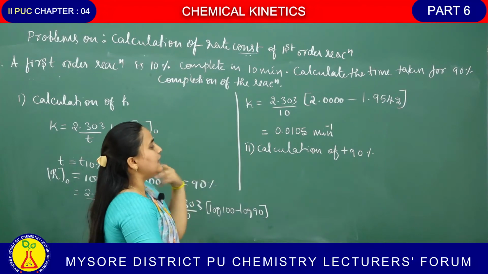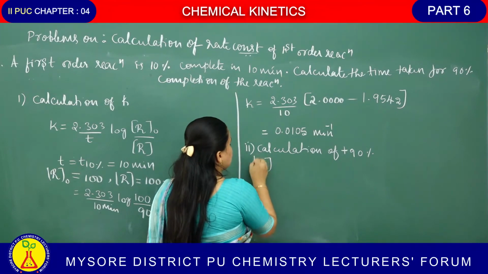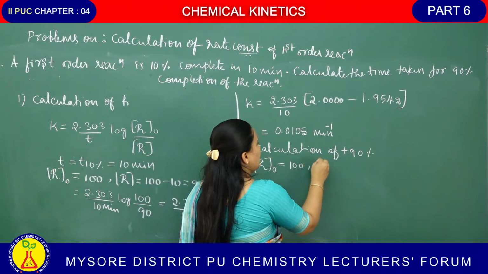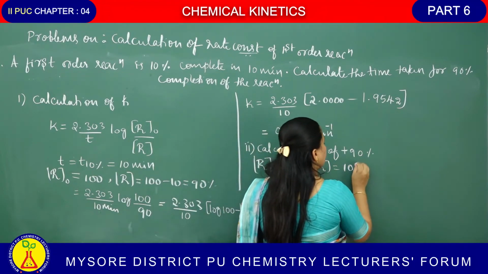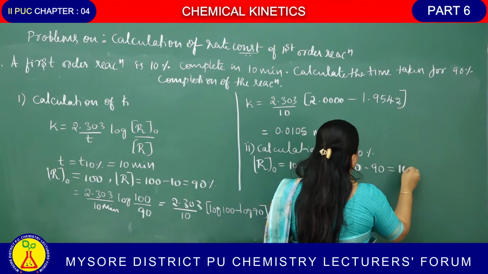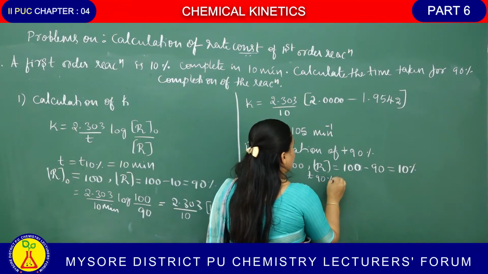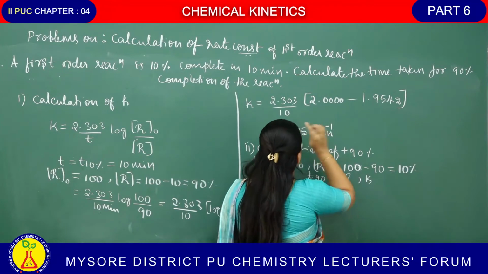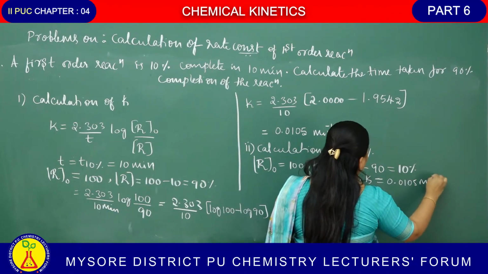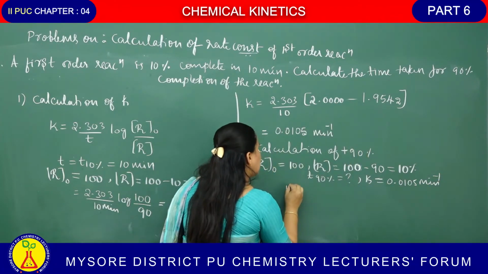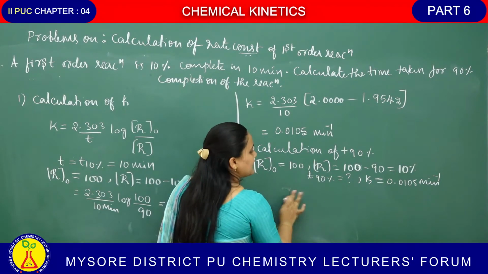Next we have to calculate the t90%. R naught is equal to 100. R is how much? 100 minus 90, totally 10%, and t90% we have to calculate, right? t90% is equal to question mark, but K we have already found out: 0.0105 per minute. Substitute in the formula. K is equal to 2.303 by t, log R naught divided by R, right? What is the K value?